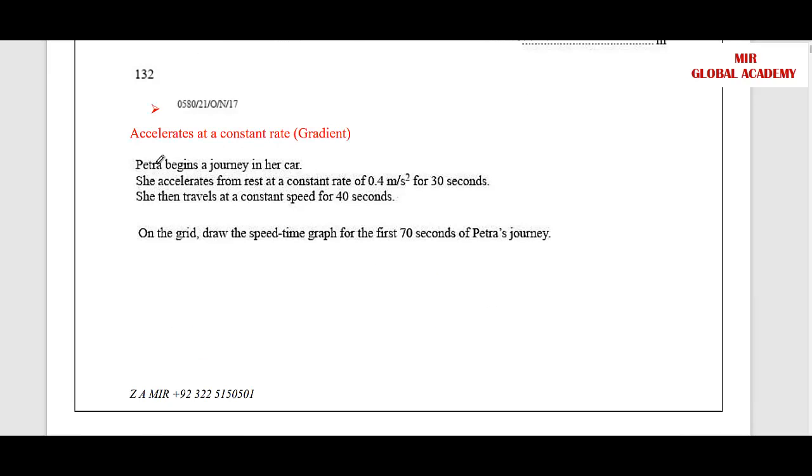In the next question, Petra begins a journey in her car. She accelerates from rest at a constant rate of 0.4 meter per second square for 30 seconds. She then travels at a constant speed for 40 seconds. On the grid, draw the speed diagram for the first 70 seconds of Petra's journey. She accelerates from rest at a constant rate of 0.4 meter per second square for 30 seconds.